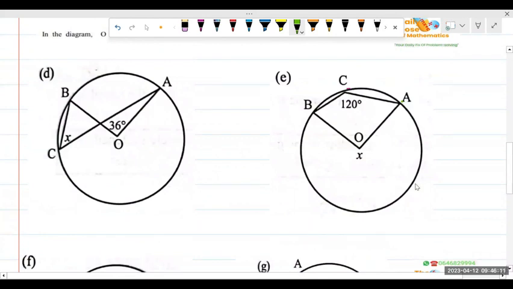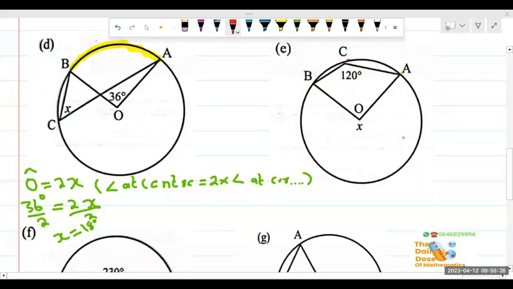Start with D and E. Okay, ladies and gentlemen, angle O here is 36 degrees. That's your angle O here, subtended by arc BA. Then we have radius OA from here to here, and radius OB from O to B. So it's created by the arc BA.